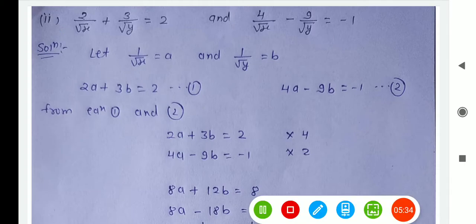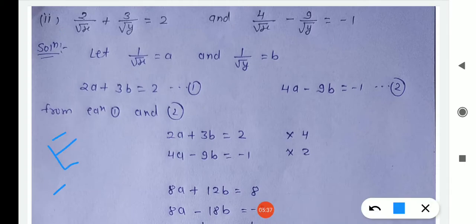We solve by using the elimination method. So we make the coefficient of a the same. So we multiply the first equation by 4 and the second by 2.